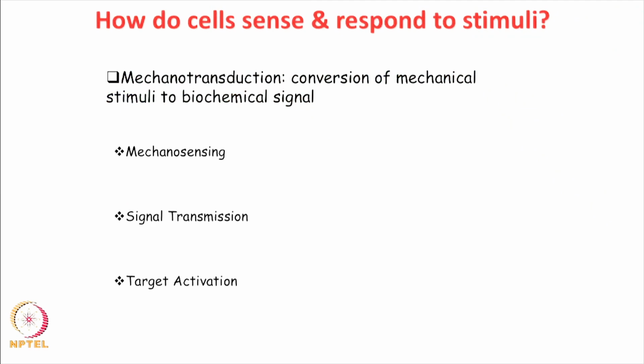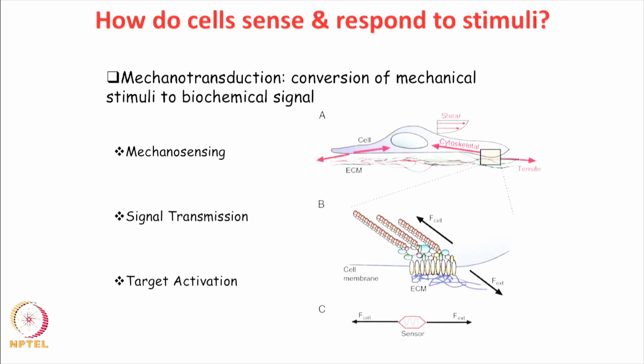There are three parts to this. One is the sensing part, one is the transmission part, and the third is the target activation part. What this schematic shows is the extracellular matrix on which the cell is sitting. The cell is physically linked to the outside through these proteins, and the cell actually exerts forces which are contractile in nature, the same forces which a fibroblast was exerting on a silicone substrate. This is how these signals get transmitted all the way to the nucleus, and that dictates transcription and so on and so forth.